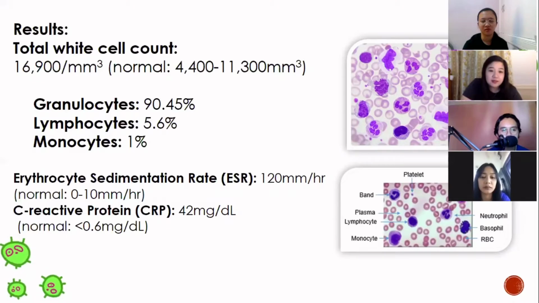And there were 90.45% granulocytes, 5.6% lymphocytes, and 1% monocytes. For the ESR, 120 millimeters per hour, the normal range is 0 to 10. And the CRP is 42 mg per dL. The normal rate is less than 0.6 mg per dL.